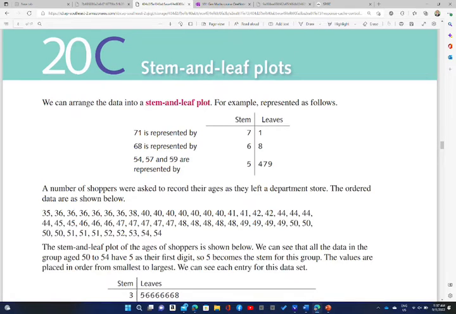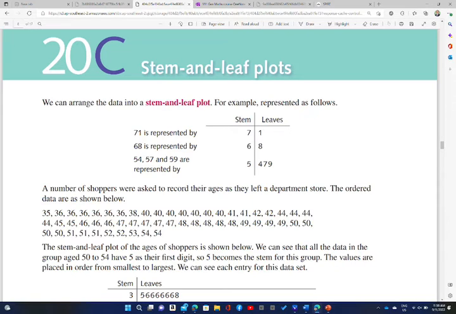Okay, so today what we're going to do is 20C, where we're going to talk about another way of organizing data. And this method is called a stem and leaf plot. These are very easy if you can put numbers in order, which I know you can all do, and you know what number goes where. So we're going to focus on how to create these, yeah?